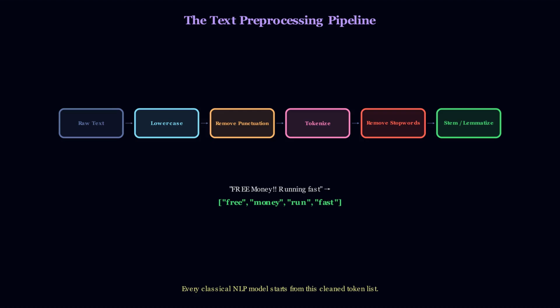Step 5. Stemming or lemmatization. Running, runs, and ran all collapse to one root form. What is left is a short list of meaningful, normalized tokens. This pipeline runs before every single classical NLP model you will ever build. Stemming is crude and fast, chopping suffixes. Lemmatization is slower, but grammatically correct. NLTK and spaCy both ship ready-made stop-word lists and stemmers, so you rarely build these from scratch.